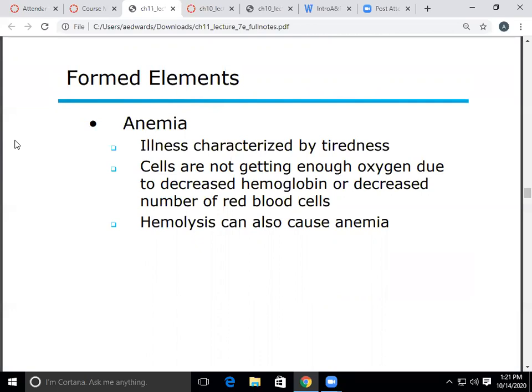So, sometimes people who have anemia have to take iron. They don't have enough iron in their diet, and that helps them to be able to bind more oxygen in their hemoglobin.